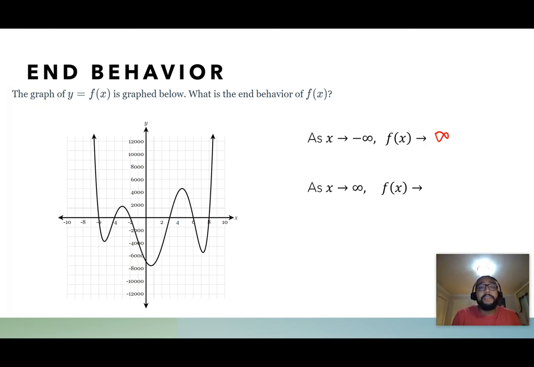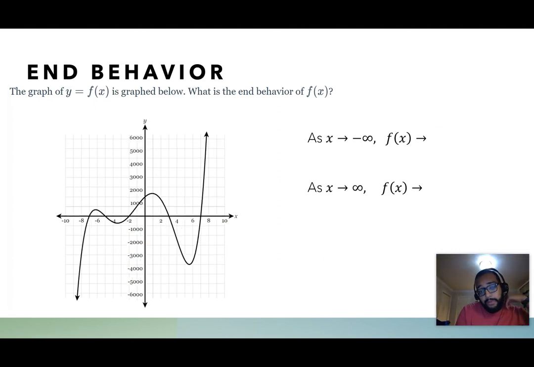And if you notice, the tails are both going in the same direction. As x is going to the left, y is still going up. As x is going to the right, y is still going up. You can't really draw an infinity sign. Make sure you know how to do this, even for these type of things.